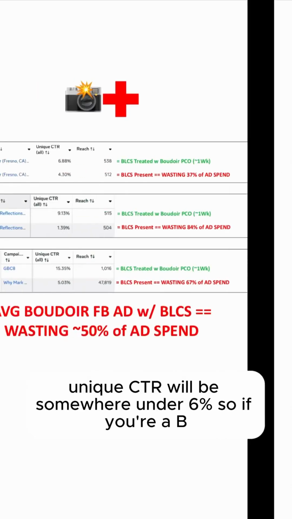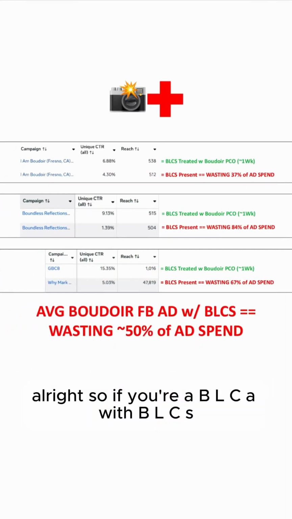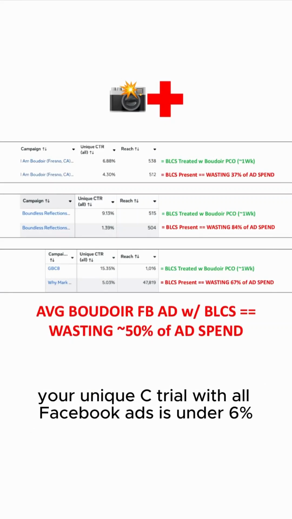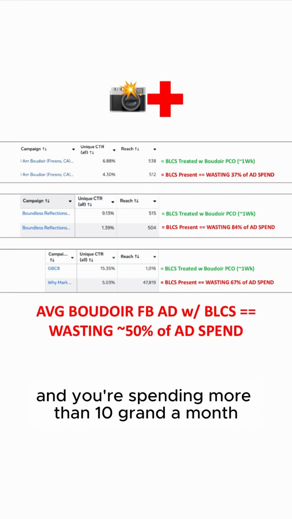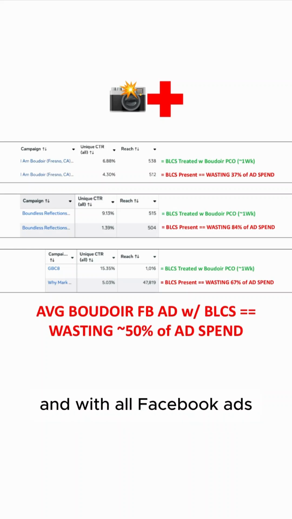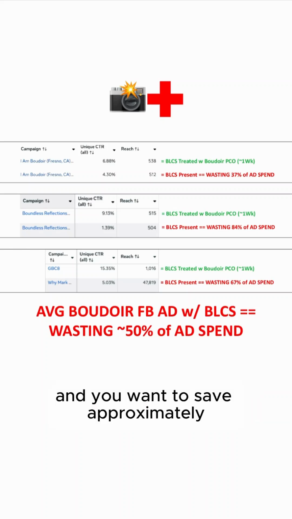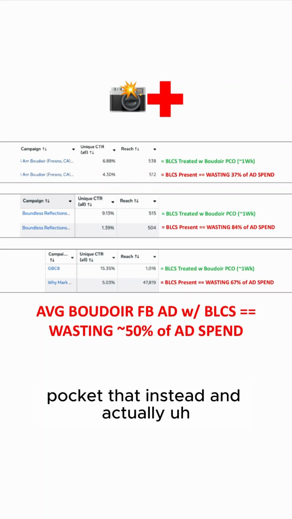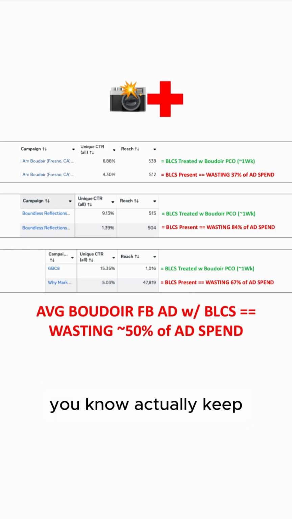All right, so if you're a BLCA with BLCS, so Boudoir low click advertiser with Boudoir low click syndrome, your unique CTR on Boudoir Facebook ads is under 6%, and you're spending more than 10 grand a month on Boudoir Facebook ads, and you want to eliminate 5K a month in wasted spend and pocket that instead, actually keep, on average, like 60K over the next 12 months. Keep that in your pocket.